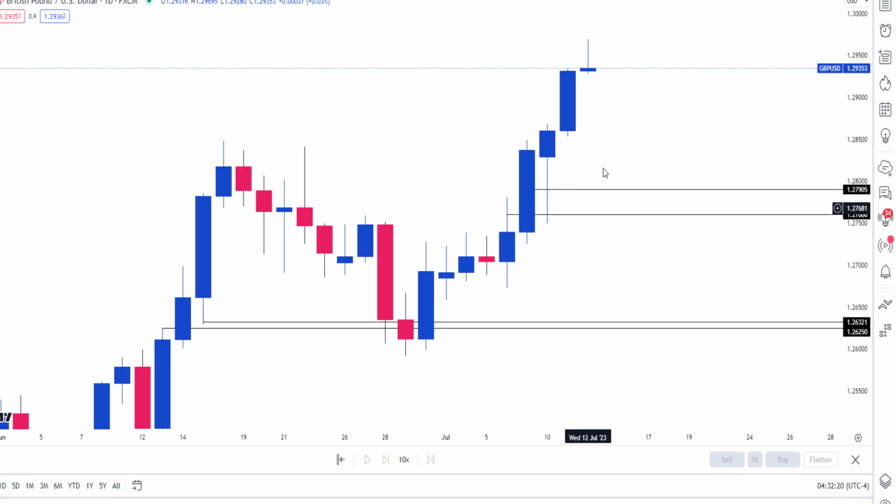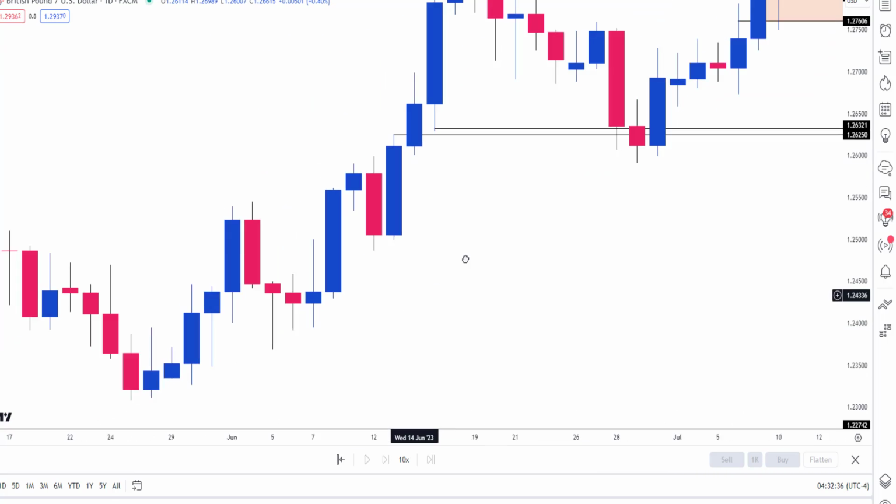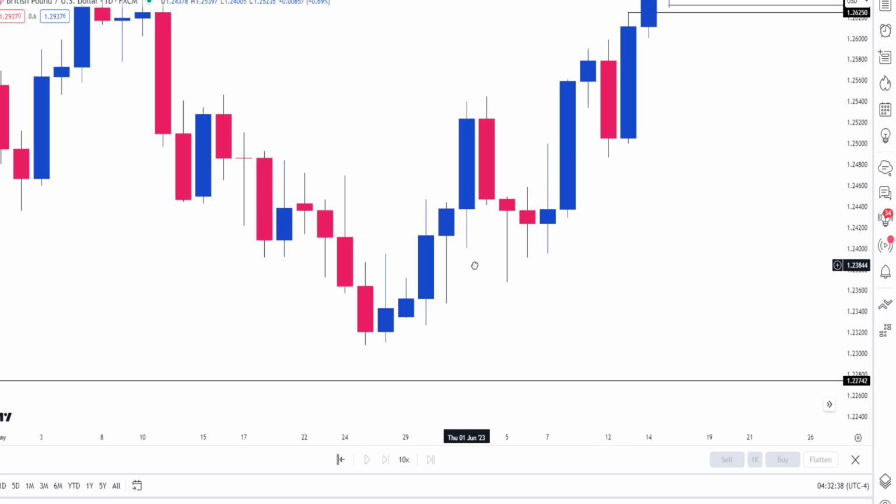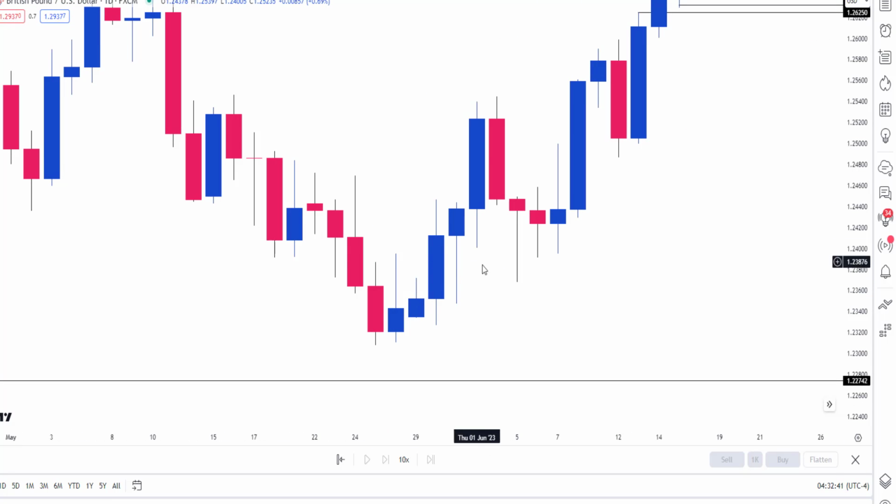50% of this and 50% of this. This is what we call implied fair value gap right here. Okay, and that is the same reason why you can see price coming back to this. Price came back to this healthy price action.